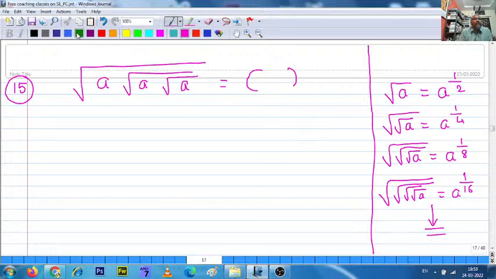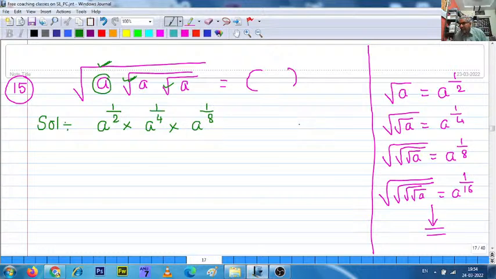But my dear students, see this solution. First, root a means a to the power of 1 upon 2, into root of root a, which is a to the power of 1 upon 4, into root of root of root a, that is a to the power of 1 by 8. So already we have studied, yes, absolutely correct. Bases are equal, so powers are added, exponents are added.